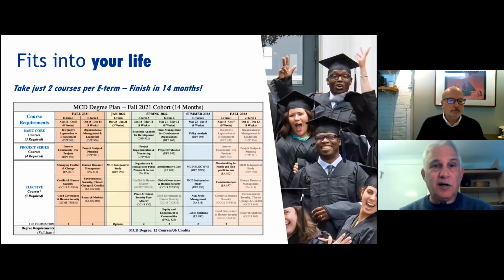You can see the cohorts here. This is what it looks like in fall of 2021. What you see is a sequence of courses that you would take, so that if you were to start in fall of 2021 and finish at the end of fall 2022, that would be about 14 months. That would be August of 2021 through December of 2022. And you can see here the courses that you would take and how they're structured in terms of required courses and elective courses. And again, these are e-terms of 8 weeks each. As I said, you can typically take 1 or 2 courses at any given time.